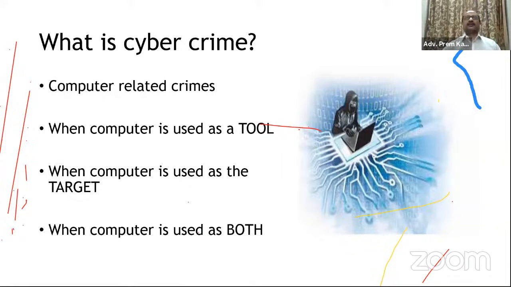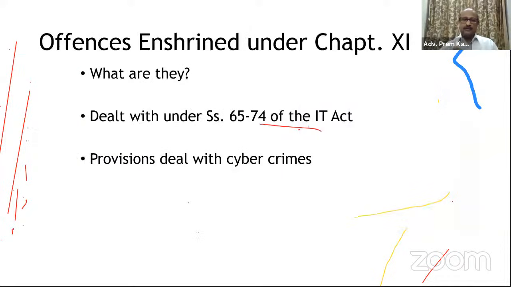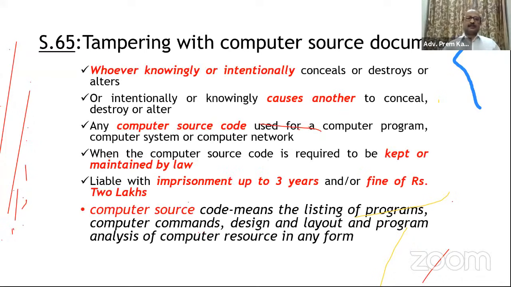Now, just mentioning for everybody's awareness, offences under the IT Act fall under Chapter 11 of the IT Act. It starts from Section 65. So we go to the first section, which I'd like to take all of you through today. Section 65 deals with tampering of computer source code documents.